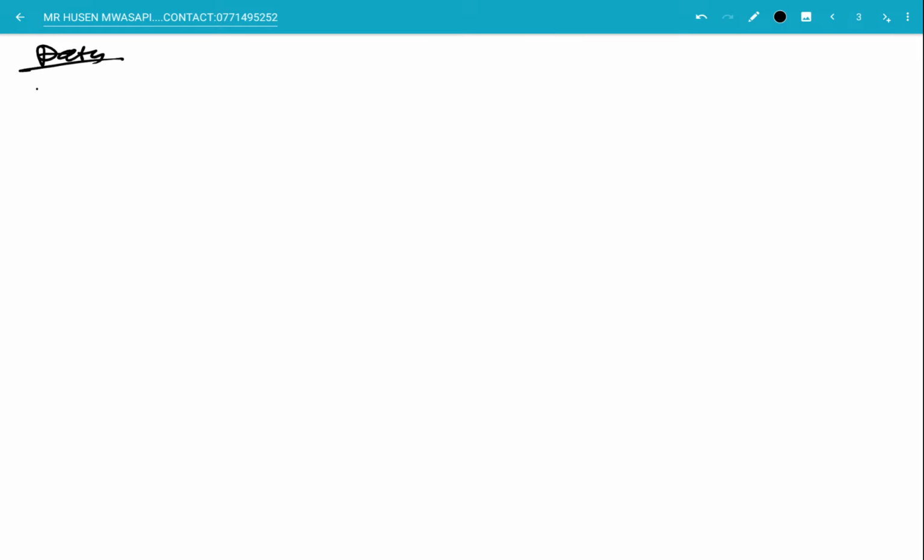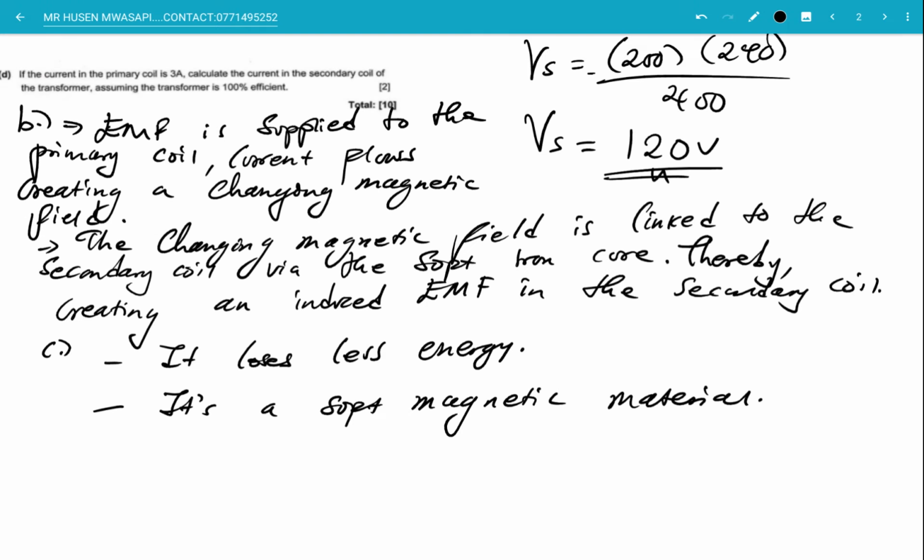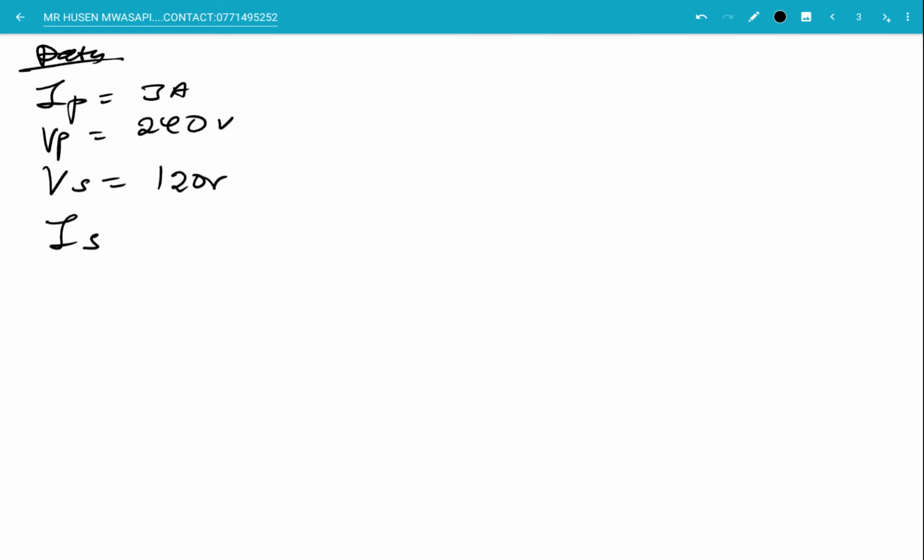From the data, we're given the current in the primary being equivalent to 3 amps. We're also given the voltage in the primary being equal to 240 volts. The voltage in the secondary, which we found to be 120 volts. And we need the current in the secondary. Because I've been told to assume the transformer is 100% efficient. So this means that the power input is equal to the power output.